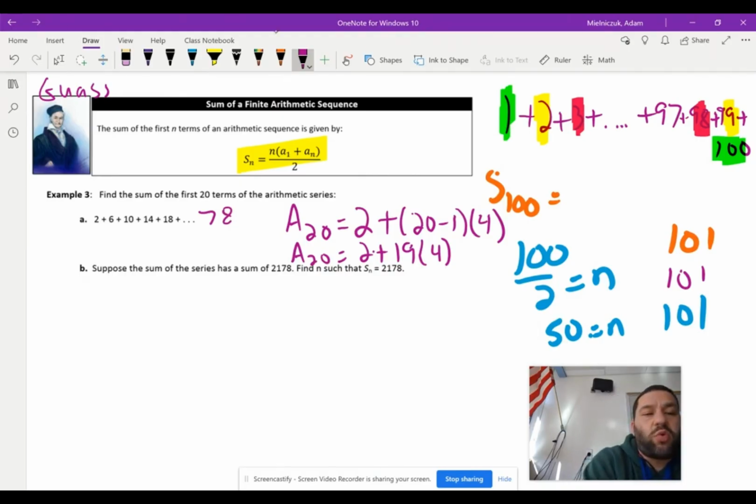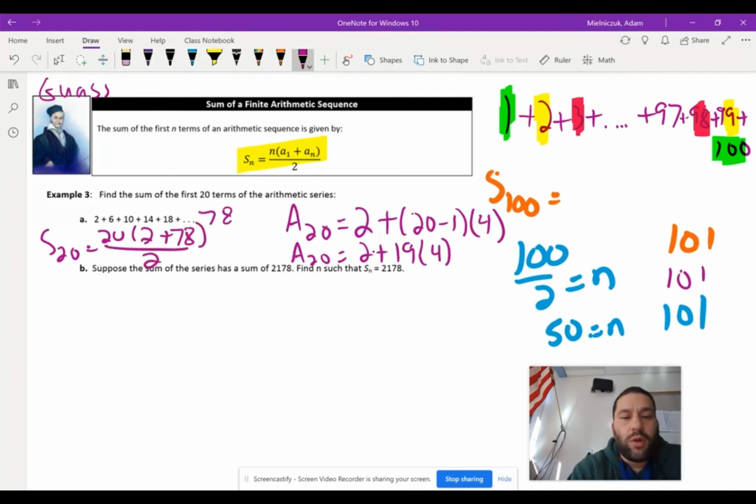So now to find the sum of 20, S of 20 equals the number of terms we have times your first plus your last over 2. Well, let's see. 2 plus 78 is 80. So we're going to have 20 times 80 over 2. Well, half of 20 is 10. So 10 times 80 would give us 800 as our answer. So that's our answer right there.